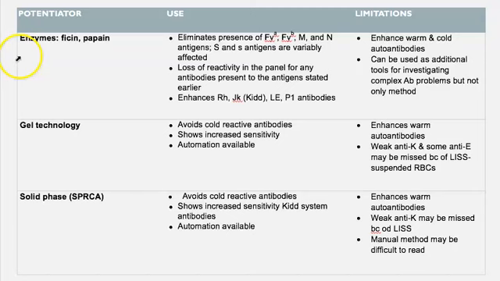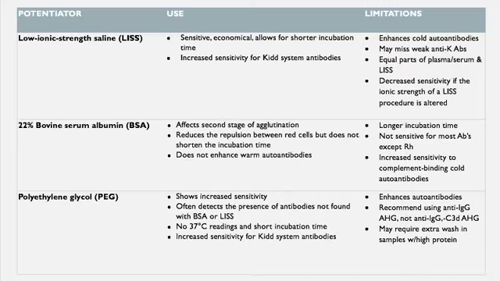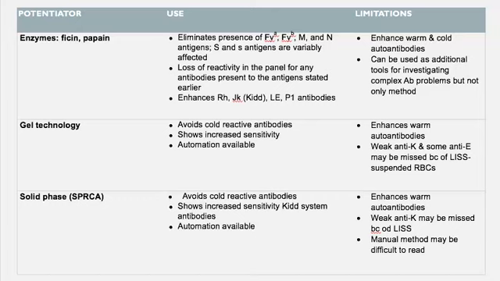different enzymes that can be used, how they react and some of the limitations. And then these two, gel technology and solid phase, are just different automated methodologies and some of their advantages and disadvantages. So just read through those. And for your potentiators, your LIS, your albumin, and your PEG, usually a lab is only going to have one of these that they use regularly. Some bigger labs, like the Red Cross where they're doing tons and tons of testing, might utilize all three of those.